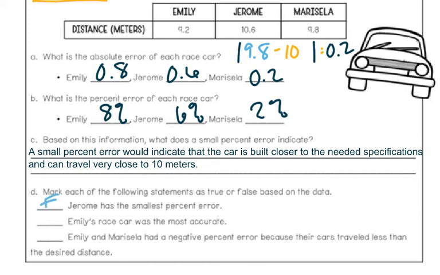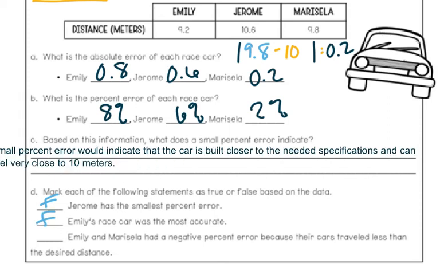Next question says Emily's race car was the most accurate. For it to be the most accurate, we would want the smallest percent error, or the closest to 0. This means Emily's race car is not the most accurate. Hers is actually the farthest from accurate with the greatest percent error.